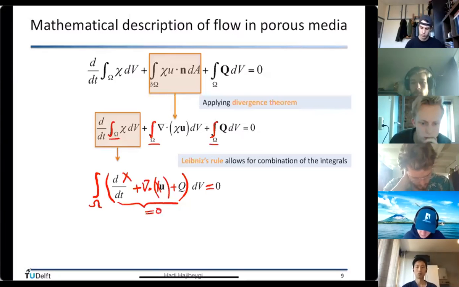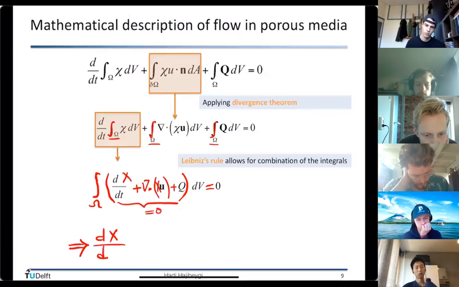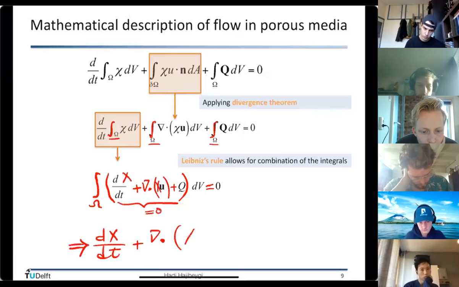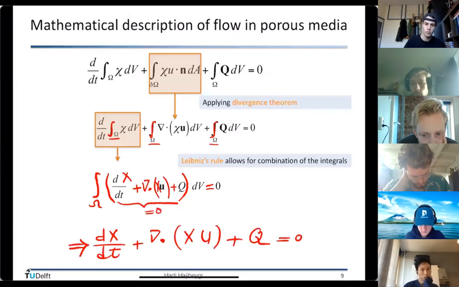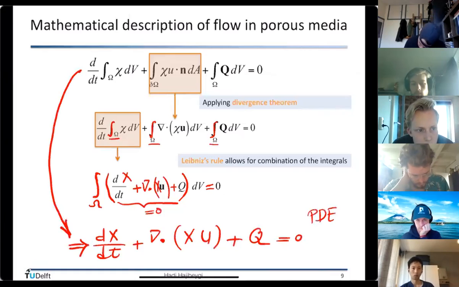So that would be dx/dt plus divergence of xu plus q would be 0. The term inside the integral should be 0. Now, this is the partial differential equation we like to have. This is the PDE. We worked from this integral conservation law. We worked it out and found the corresponding PDE for that integral equation.